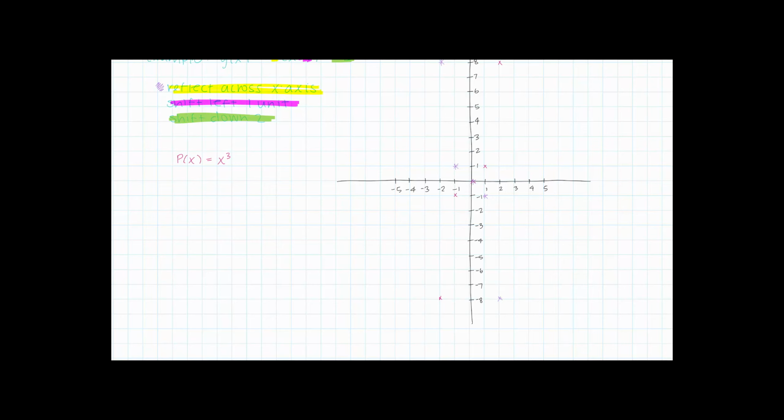So now that I've reflected, now I can shift. First I'm going to shift everything left 1 unit. So all of these values are going to shift. And then the last thing that happens, and I'll do this in turquoise, is that we're shifting down 2. So I'm going to move all of these green points down 2. I need to extend my axis here to negative 10. And so now I can just connect, to the best of my ability, these points.